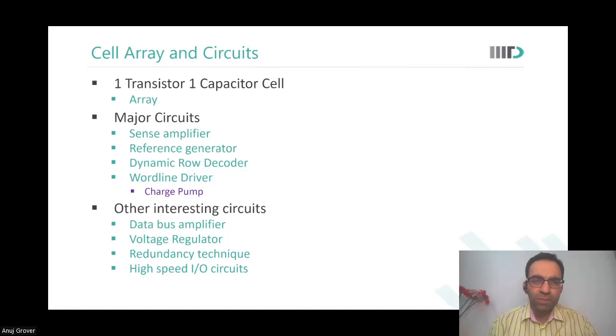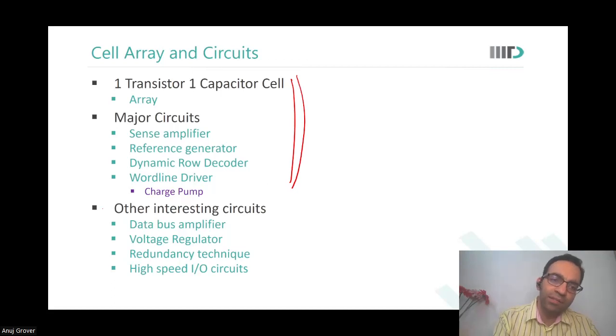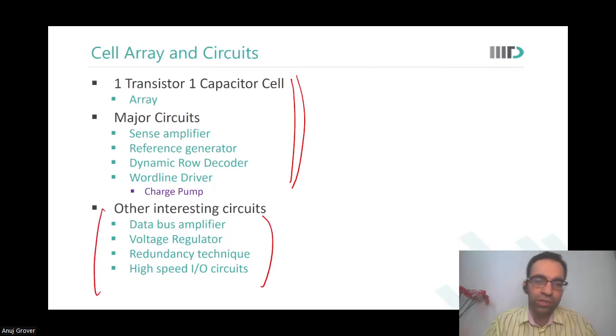I'm not sure if we will spend time on the data bus amplifier or voltage regulators, because they are completely different topics and can take a lot of time. But I will definitely introduce you to the first few peripheral circuits which are different from SRAMs. But do not assume that we are covering the entirety of DRAM in our class. There are other circuits which go into DRAMs which you may want to study in your analog design courses or mixed signal design courses and so on. Okay.